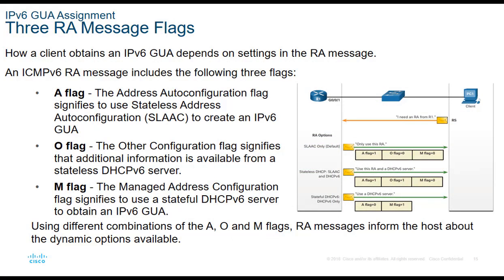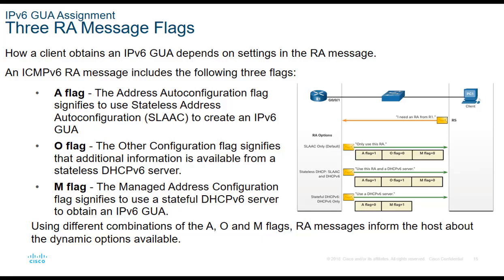Okay, so here you can see we have the A flag, O flag, and M flag. Right from the start, you can see A flag, O flag, M flag. So the decision of how a client will obtain an IPv6 GUA depends on the settings within the RA message. Notice the decision of how the client is going to obtain an IPv6 global unicast address really depends on what settings are contained within the RA message.